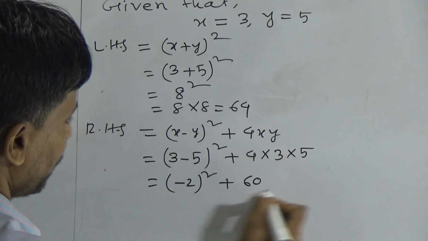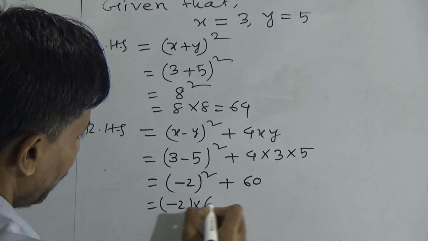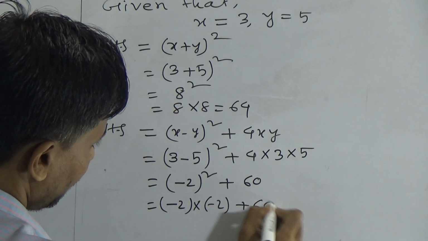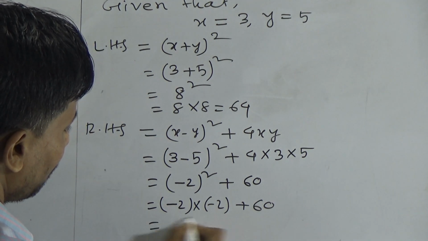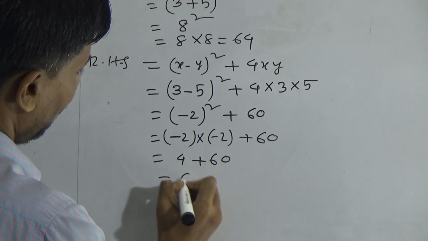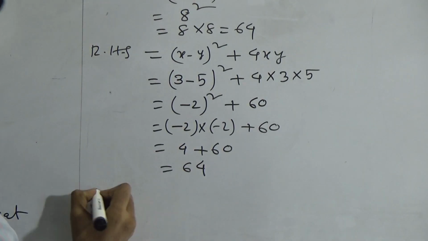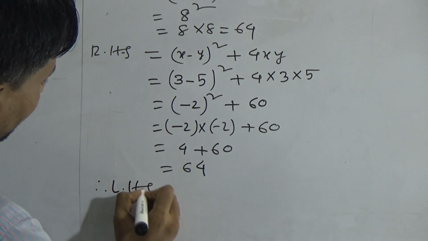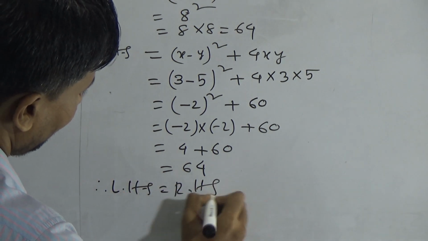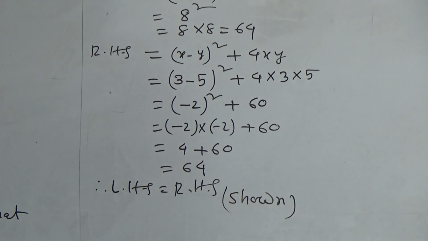12 into 5, 60. Minus 2 whole square, that means minus 2 into minus 2 plus 60. Minus 1 say plus 2 to the 4 plus 60. Now 60 plus 4, 64. Therefore write left hand side equal to right hand side. Right? Shown. Okay, dear student, I hope you understood.